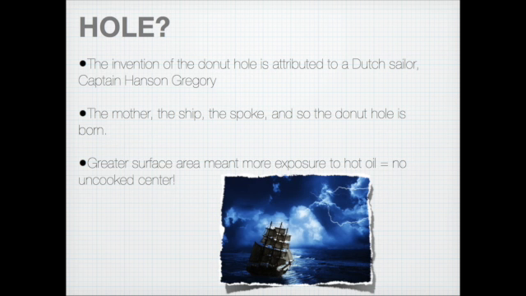People attribute this to the Dutch sailor Captain Hansen Gregory, who had his mother make him some donuts for a journey. When a storm hit, he was distressed and needed his hands free on the steering wheel, so he placed one of the donuts on one of the spokes of the steering wheel, and the spoke poked a hole through the donut. Since Captain Hansen Gregory liked the donut without the raw part in the center, the donut hole was born.